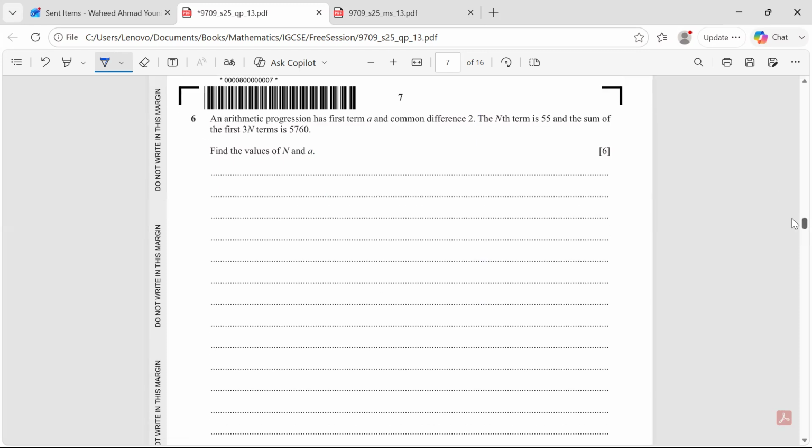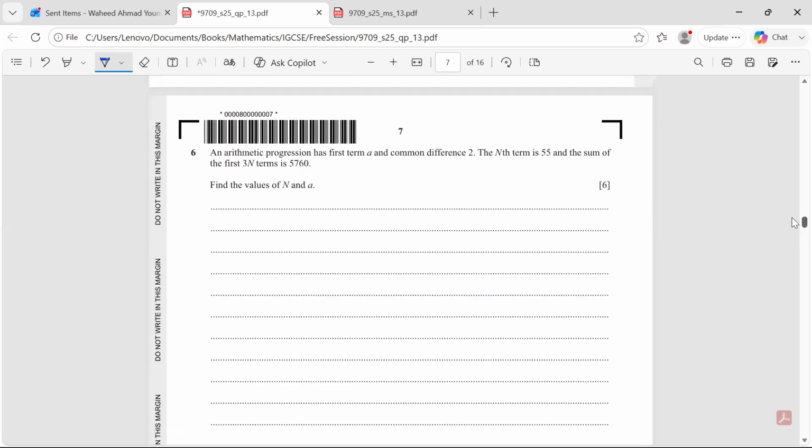Okay. Now question number 6. An arithmetic progression has first term a. So the arithmetic progression is the first term, and the first term plus the common difference, which is 2 over here. The next one will be a plus 4, the next one will be a plus 6, and so on. Right? So you know that the nth term is the first term plus n minus 1 into the common difference.